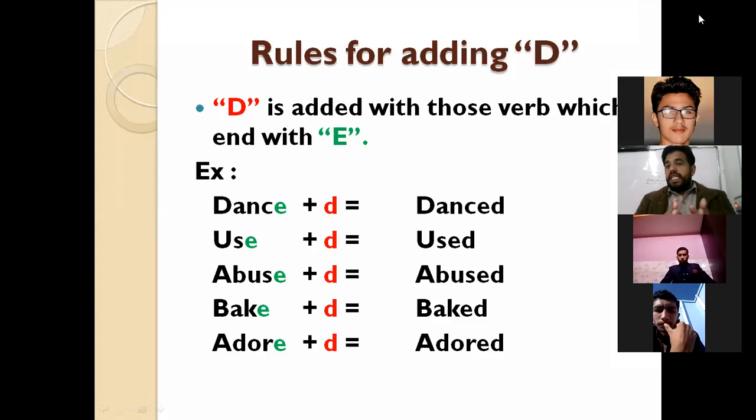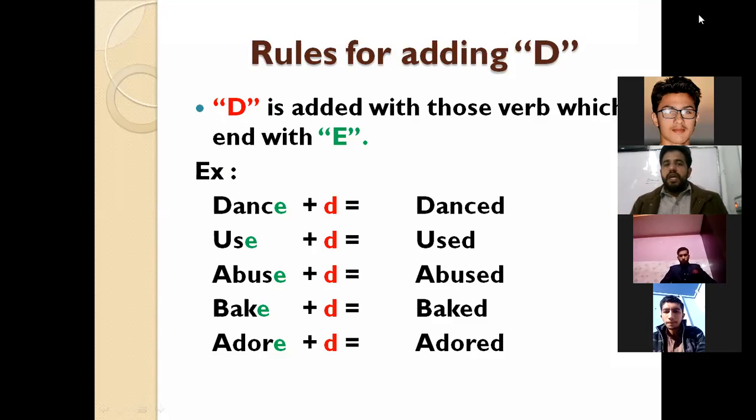So dance is finishing with the e letter. I have highlighted it for you people, I have written it in green. So this verb ends with e. So we add d at the end of it, and it becomes danced. So dance is actually first form, and danced is second form. Likewise, we say use. Use again is the verb which ends with e. So we add d at the end of it to change it to second form. Like we say use, so the second form is used.